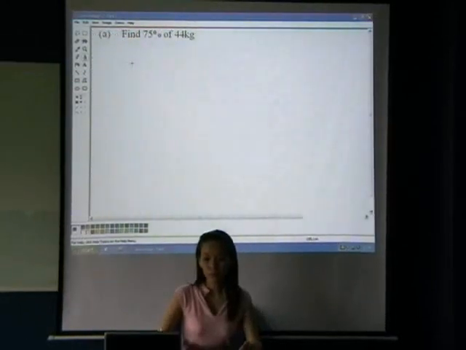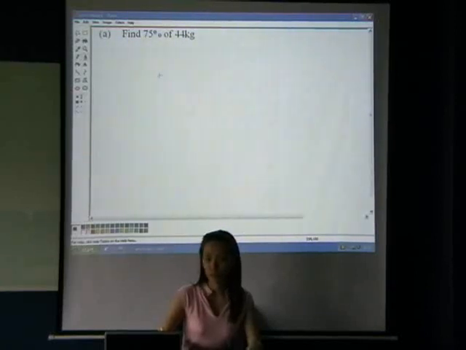Now for the second example: find 75% of 44 kg. First, we change the 75% to a fraction. So 75% is equivalent to 3/4. Then we take 3/4 times 44 kg.